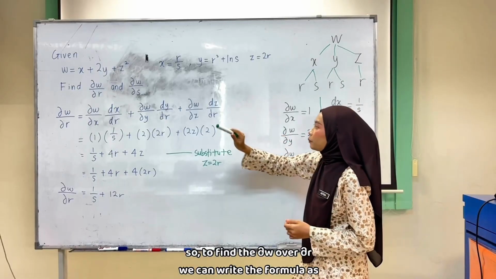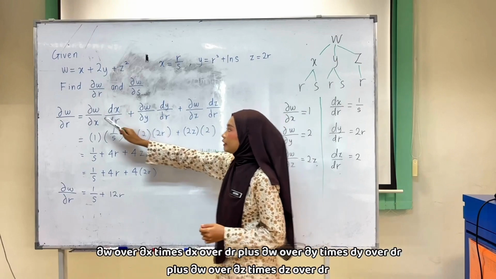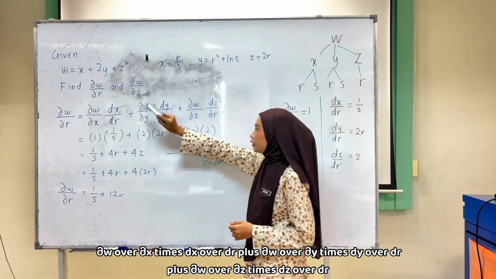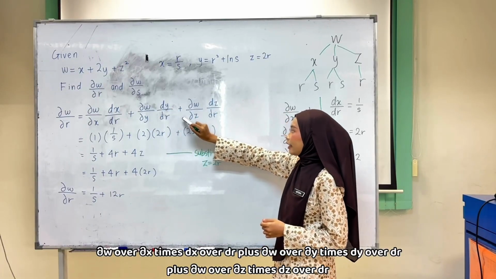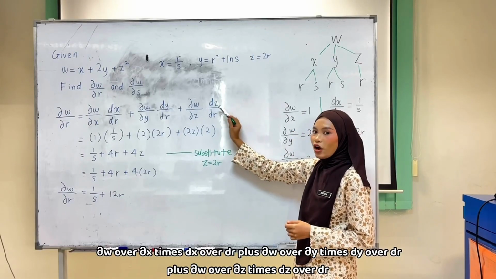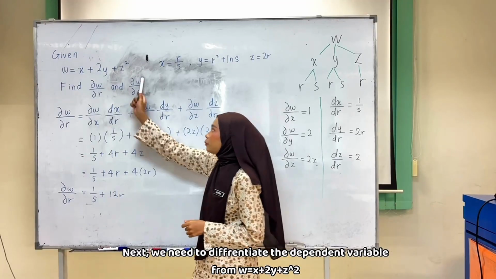To find the partial w over partial r, we can write the formula as partial w over partial x times dx over dr, plus partial w over partial y times dy over dr, plus partial w over partial z times dz over dr. So, next, we need to differentiate the dependent variables.